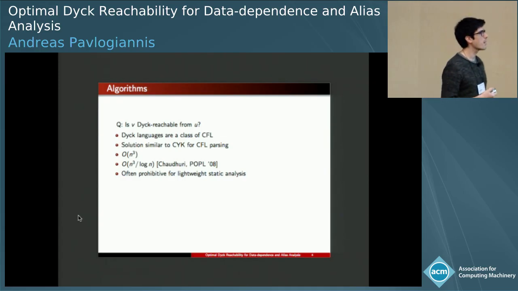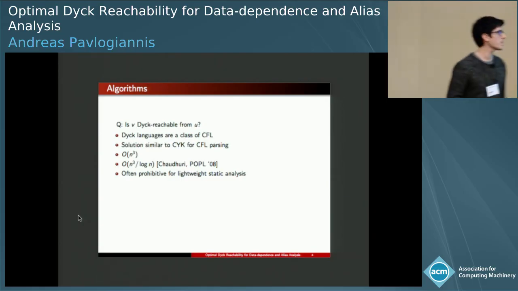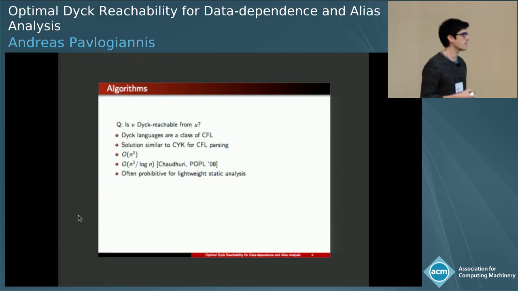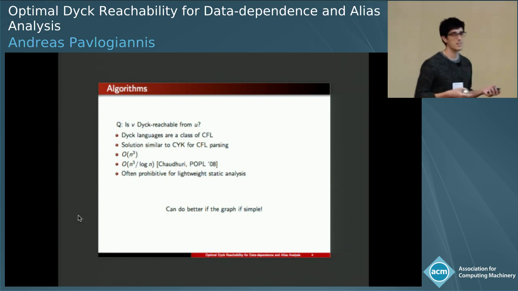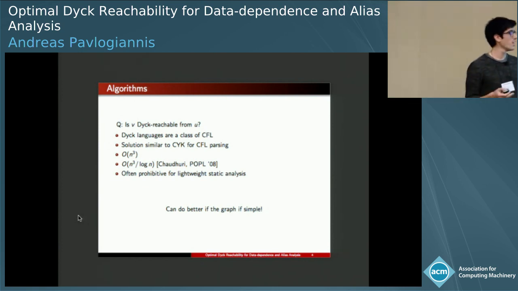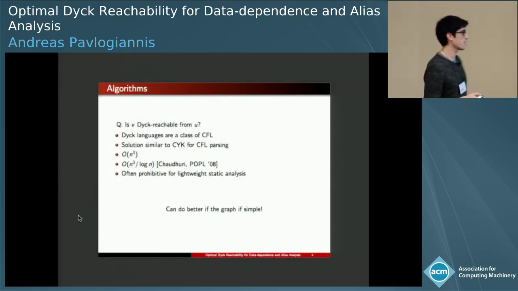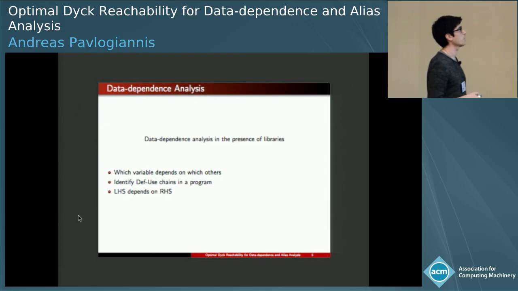On the other hand, this bound is often prohibitive in real-life applications, especially if you want a lightweight static analysis. Right? It turns out that depending on the application, we might encounter graphs that have specific structure, in which case we can hope for better algorithms. And I'm here today to give you two such cases. So let's start with data dependence analysis, in particular in the presence of libraries.